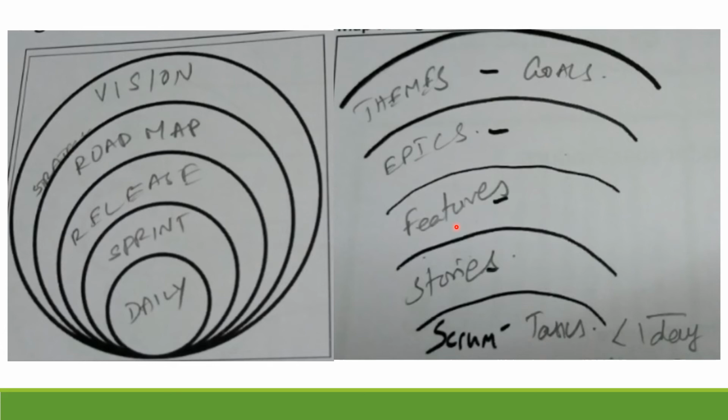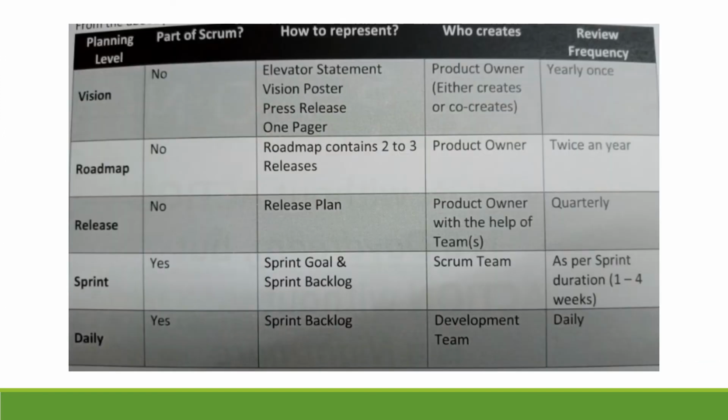You need to understand how strategic themes and goals are brought out into epics, and then brought down as features and stories. It's very, very important for a product owner to understand that these are the responsibilities of the product owner, to give the product planning perspective, right? Let's understand the planning levels, how to represent them, who creates them, and what the frequency of each is, right?